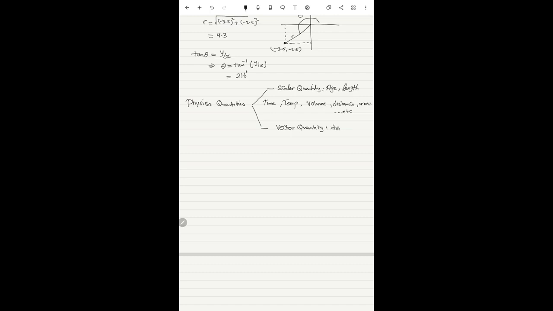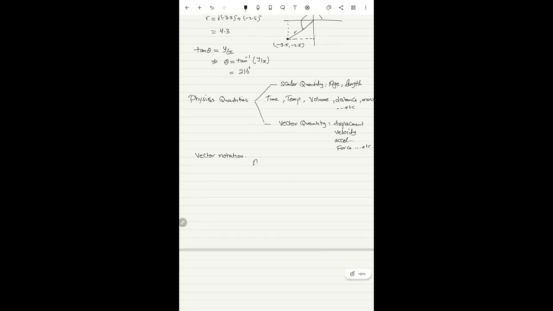Example: displacement. Another example here: velocity, acceleration, force, etc. Let's focus here on vector quantities. So let's start with vector notations. Some textbooks adopt this notation, a letter like this and an arrow above that letter. Other textbooks or references adopt this one here. It's like a bold letter, like this here.